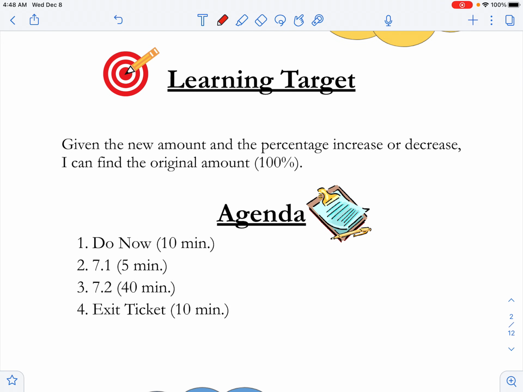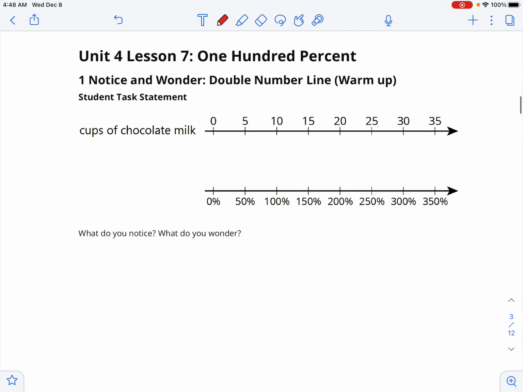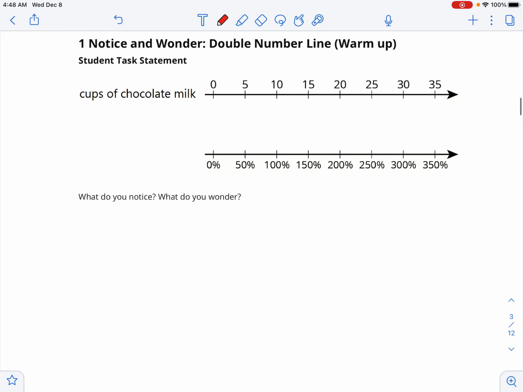Given a new amount and a percent increase or decrease, I can find the original amount, which is 100%. You can see that today's lesson was very focused on activity 7.2, which we'll walk through together. Let's take a look at ClassKick slide 3. The first thing we did today was a notice and wonder activity that looks like this.